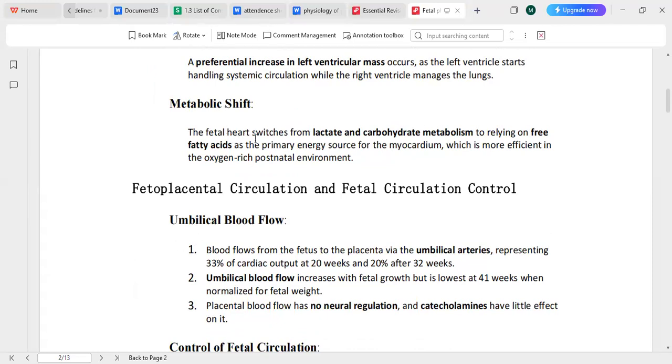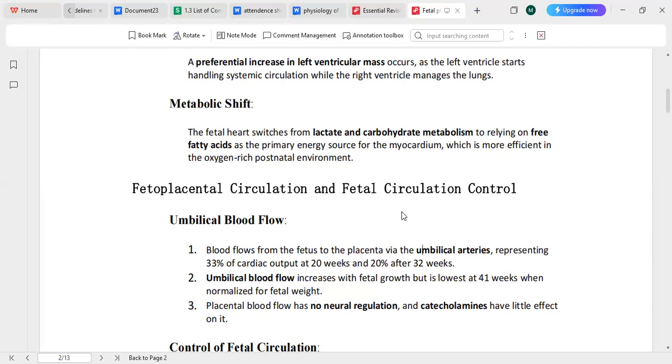We have a metabolic shift as well after birth. Lactate and carbohydrate metabolism is switched, and the myocardium relies more on free fatty acids as the primary energy source, which is more efficient in the oxygen-rich postnatal environment.